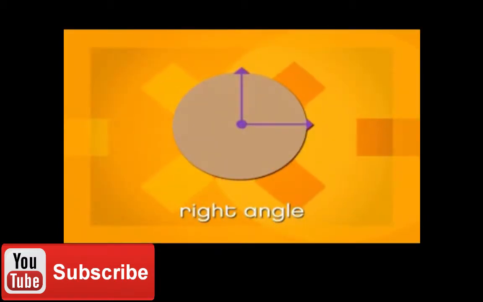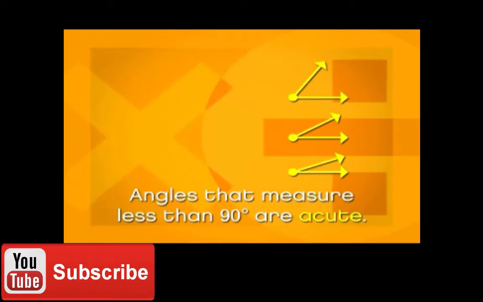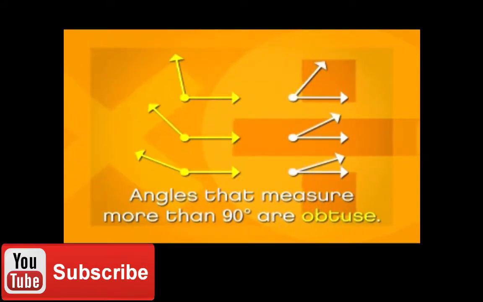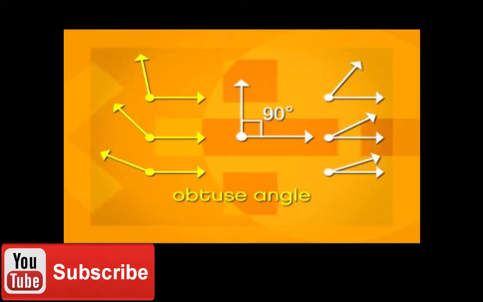Meet the right angle. These two rays meet to make a straight corner, which we can represent like this. A right angle measures 90 degrees. Always, all right angles measure 90 degrees. Angles that measure less than 90 degrees are known as acute. Angles that measure greater than 90 degrees are known as obtuse. Once more, an acute angle measures less than 90 degrees, a right angle measures exactly 90 degrees, and an obtuse angle measures greater than 90 degrees.